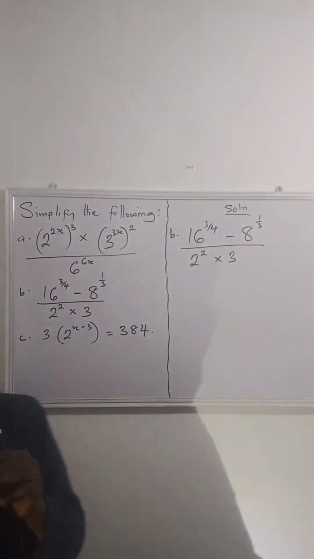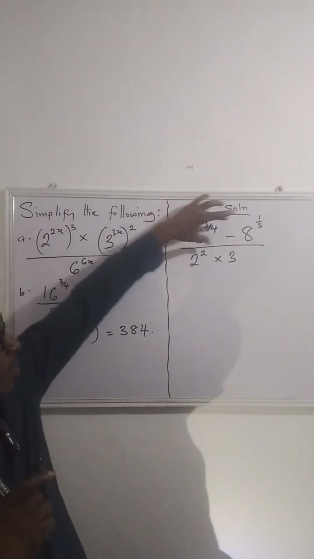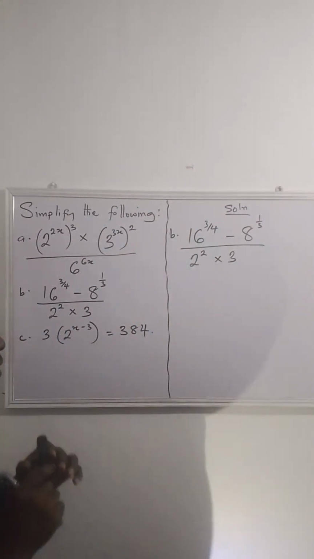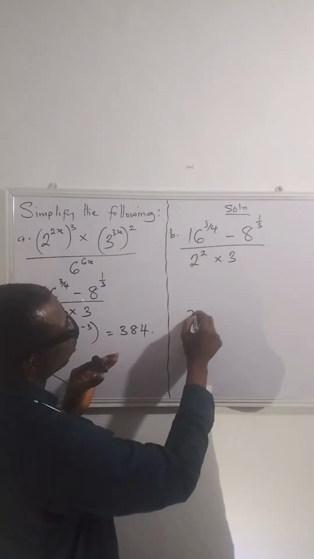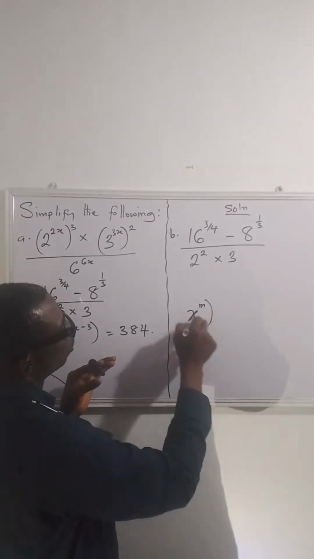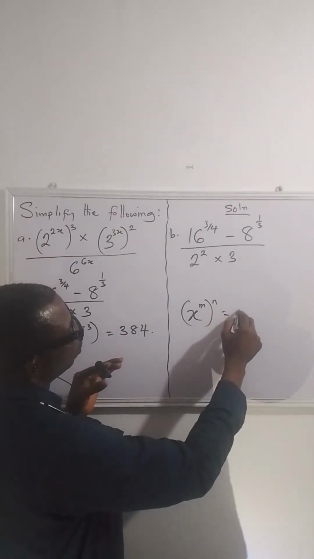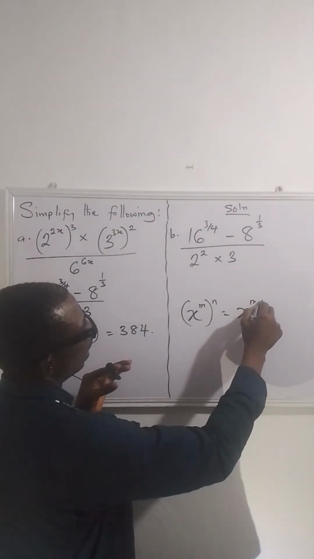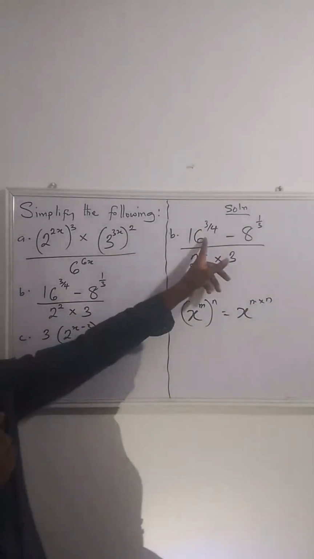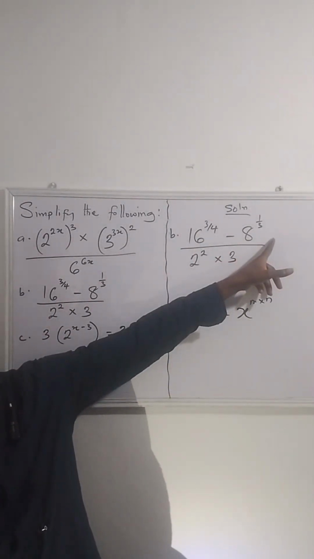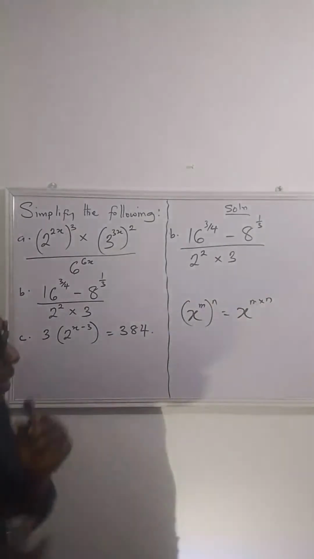Let me show you the law we are going to apply, because we need to simplify this. Whenever you have x raised to the power of m, raised to the power of n, you have m times n. So that is what I'm going to apply here and here. Can we do that now?